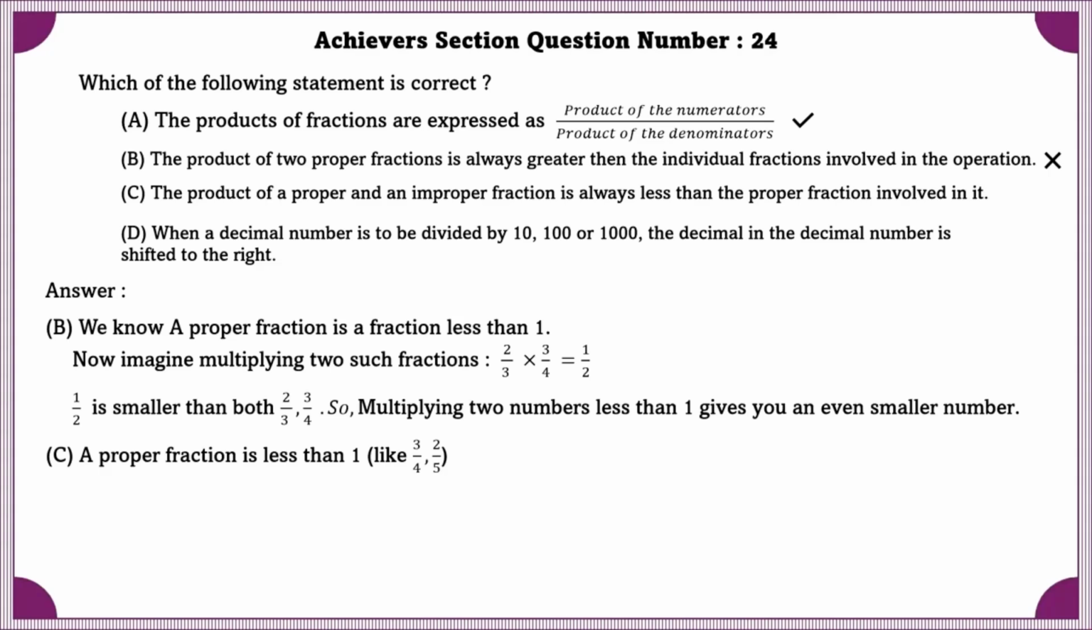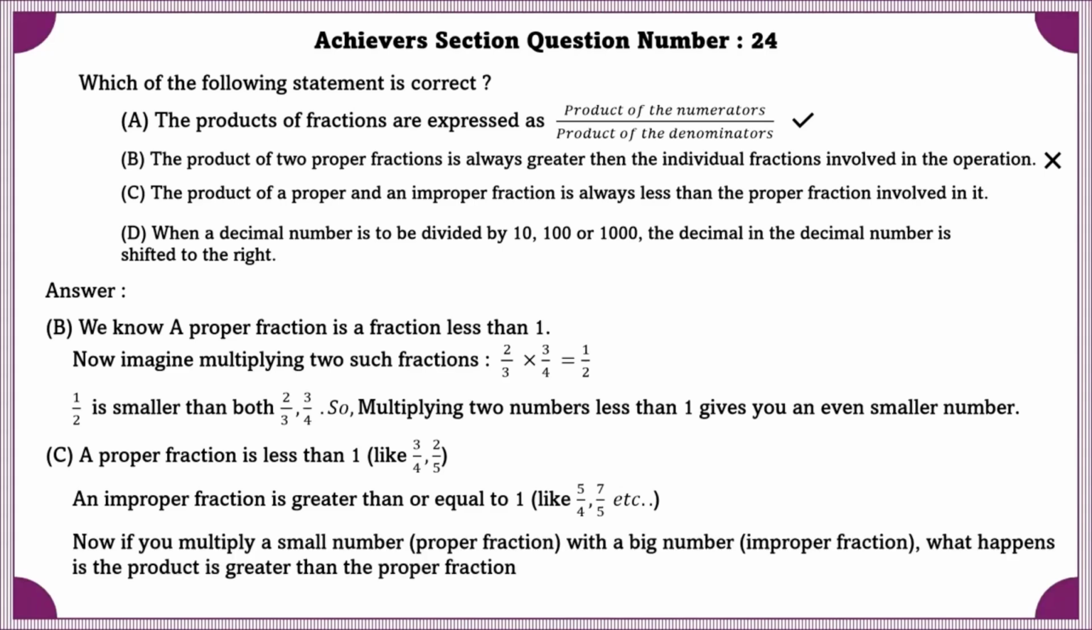So this is false. The product of a proper and improper fraction is always less than the proper fraction involved in it. A proper fraction is less than 1, like 3 by 4 and 2 by 5. An improper fraction is greater than or equal to 1, like 5 by 7 or 7 by 5. Now, if you multiply a small number with a big number, the product is greater than the proper fraction. This is false. D. When a decimal number is to be divided by 10, 100 or 1000, the decimal in the decimal number is shifted to the right. Wrong. It is shifted to the left. So the correct option is the A option.